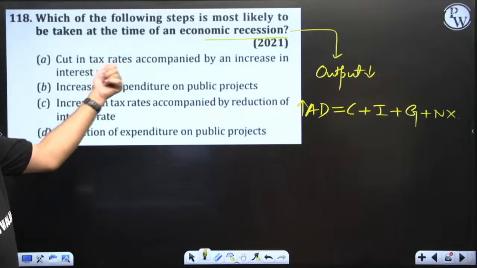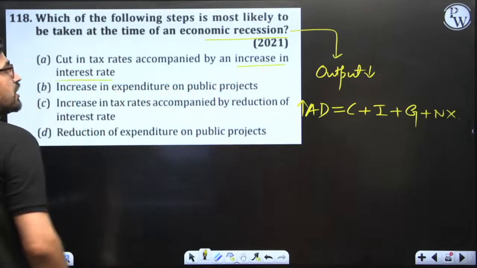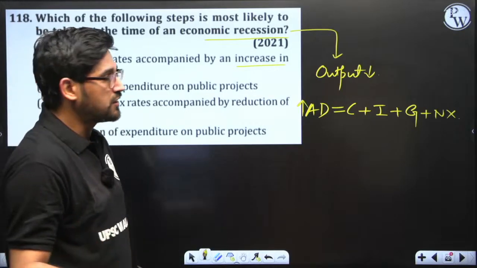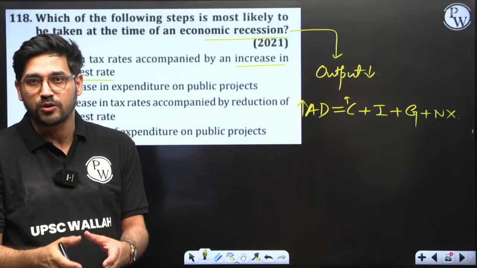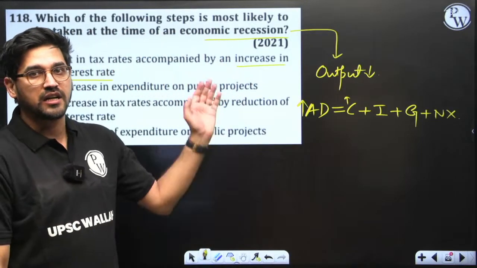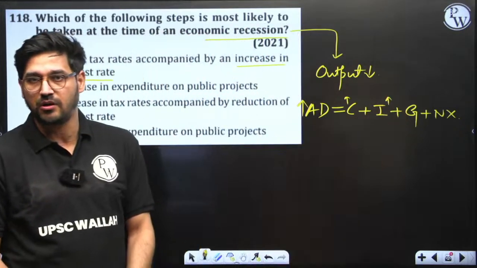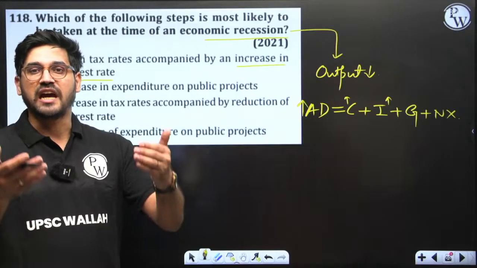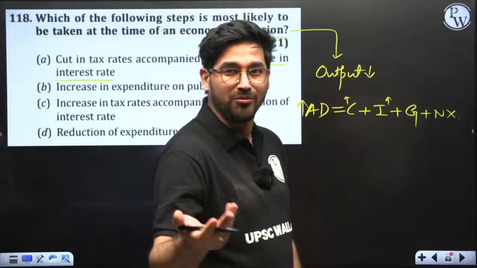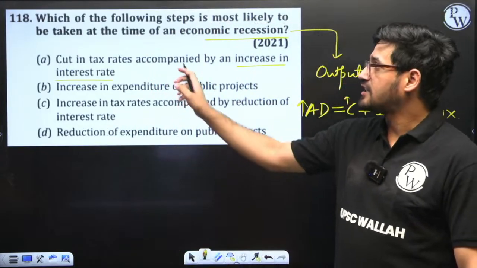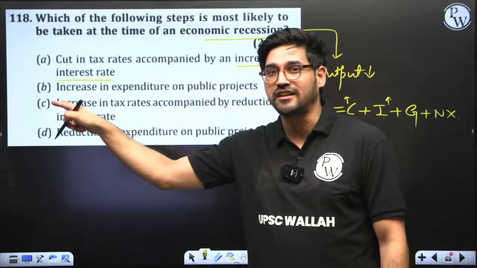First one says cut in tax rates accompanied by an increase in interest rate. Now, cut in tax rates is going to put more money into the hands of people because people's disposable income is then going to rise. Cut in tax rates is also going to put more money into the hands of corporates because the government also taxes the corporates. So if we have reduced the tax rates, that means people's disposable income is now more. But it does not say only cut in tax rates, it also says accompanied by an increase in interest rates.